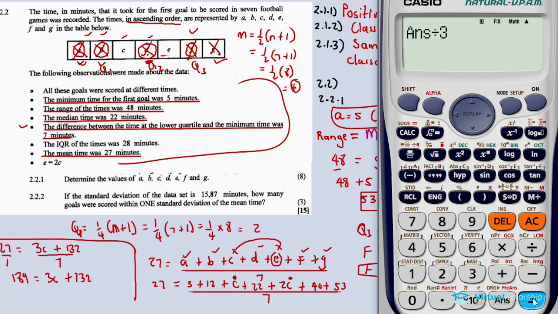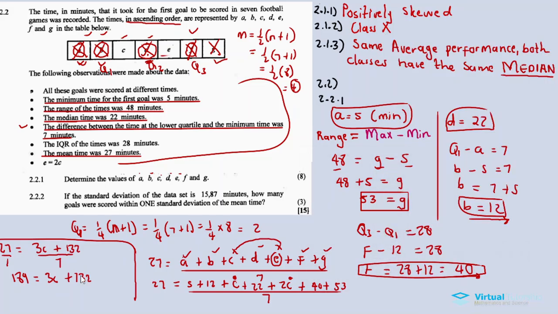57 divided by 3 is equal to 19. So therefore C is equal to 19.